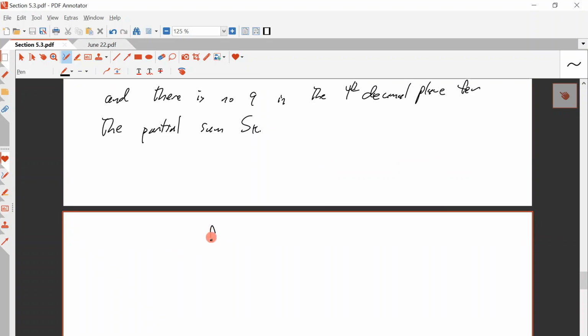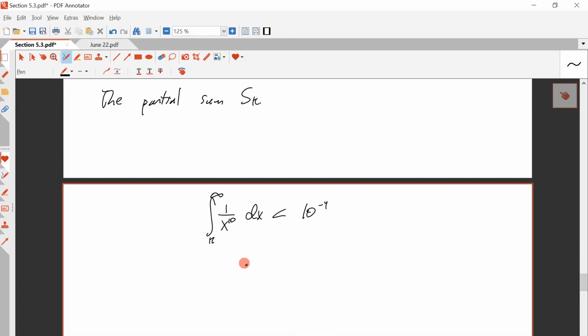Okay, well, the integral from k to infinity, 1 over x to the 10th, we want that to be less than, right, 10 to the minus 4. So the antiderivative here is what? That's minus 1/9 x to the negative 9. Oh, I need to set up a limit. So it's the limit as t goes to infinity of minus 1/9 x to the minus 9, evaluated from k to t. And again, we want that less than 10 to the minus 4th.